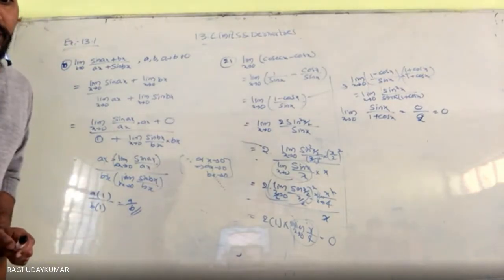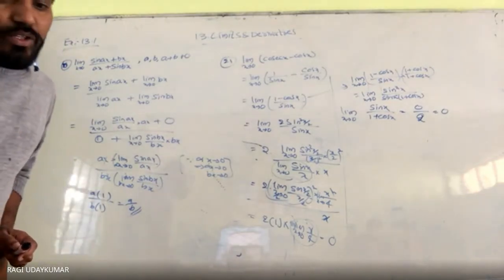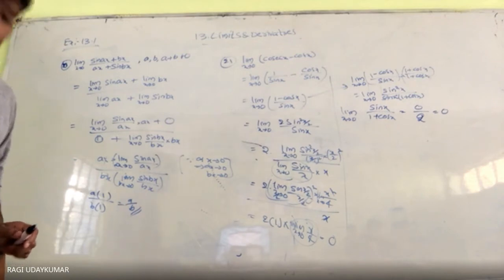Next question is the 22nd one. X tends to pi by 2 is given, and tan 2x.